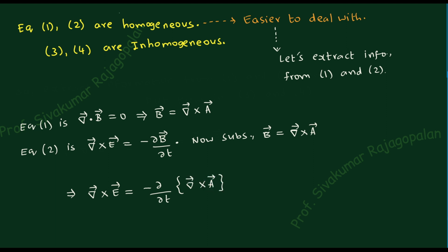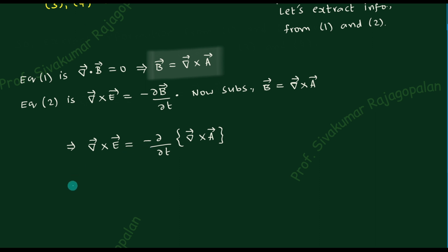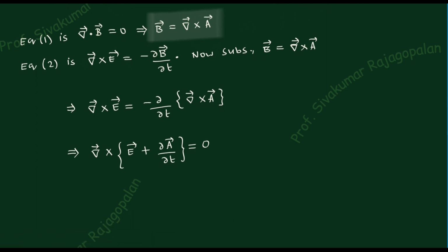Now you take it to the left hand side because both sides are curl, right? Since both sides have the curl, you can take it to the left side. So I can take the curl of open bracket, then E vector, then bring it to the left side, I'll get a plus, then dou A by dou T. That much is equal to 0. So of course you have a curl of something equal to 0.